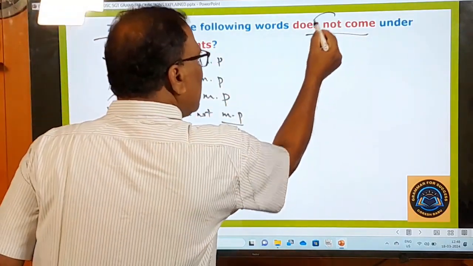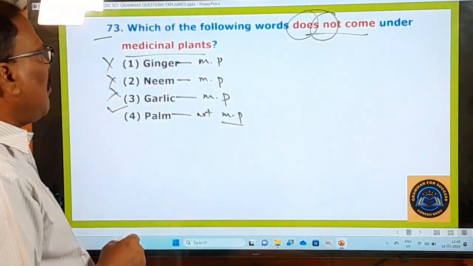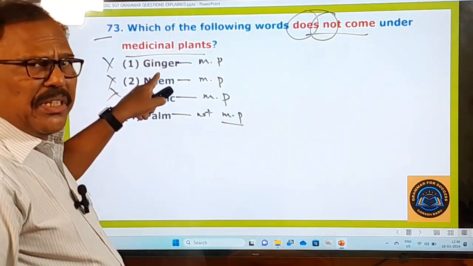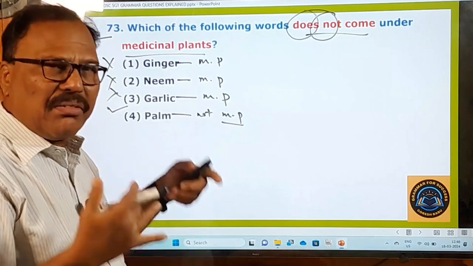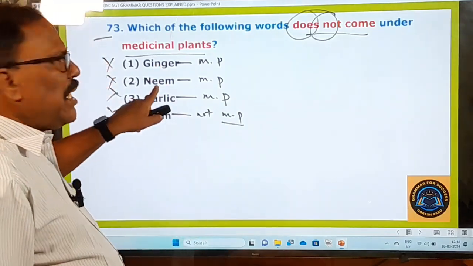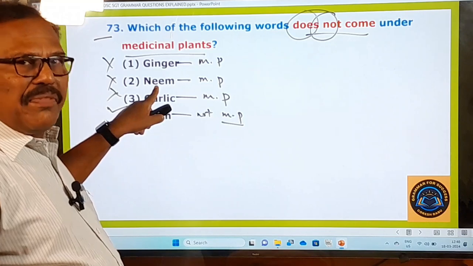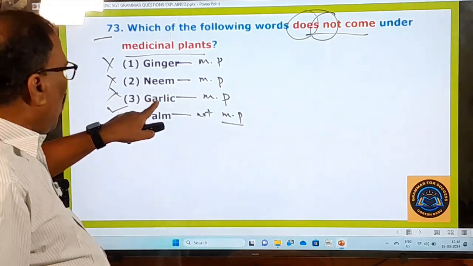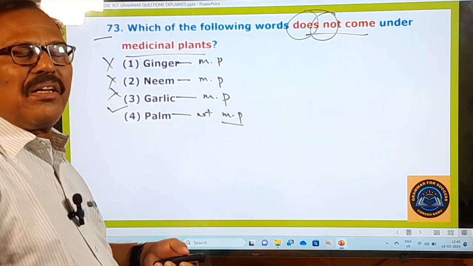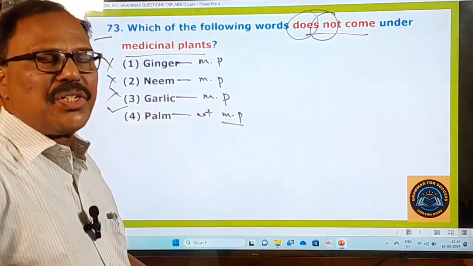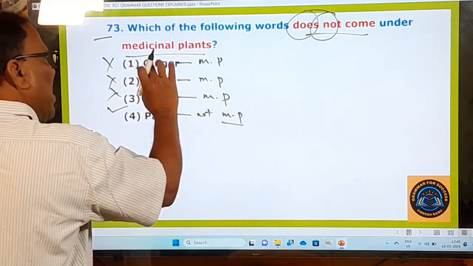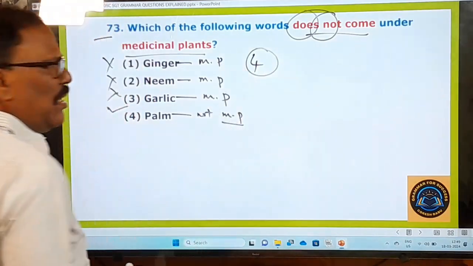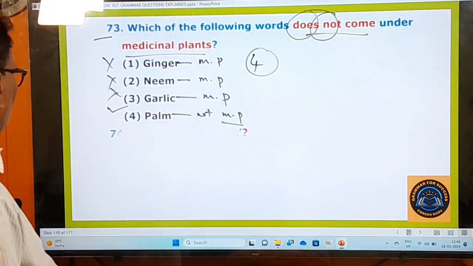Here the question is which does not come under medicinal plants. Ginger is used in the treatment of colds, nausea, arthritis, hypertension. Neem is used in infections and dental problems, etc. Garlic is used for cholesterol reduction. So these three are medicinal plants. This one is not a medicinal plant. So therefore your answer is going to be the fourth one. And now let's move on to the next question.